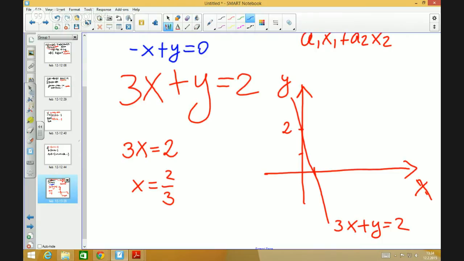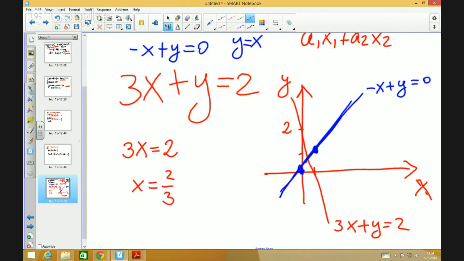Well, let me write it slightly differently. y is equal to x. So it goes through the origin, because 0, 0 solves that. It goes through 1, 1. So it's the line that goes up 45 degrees, isn't it? Oops, sort of 45 degrees. So that's minus x plus y equals 0.